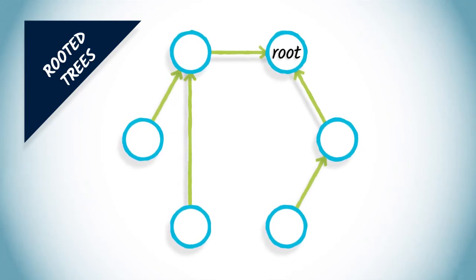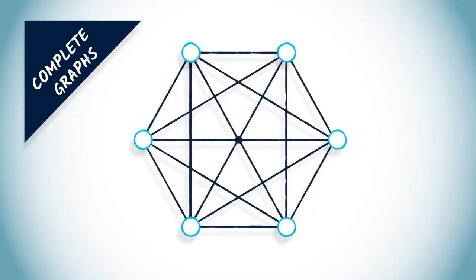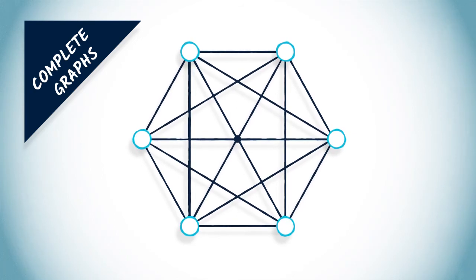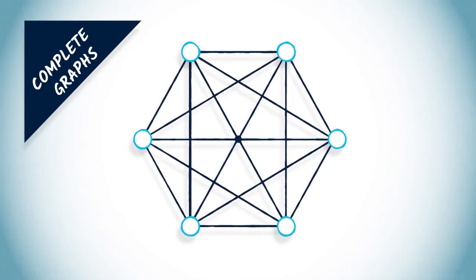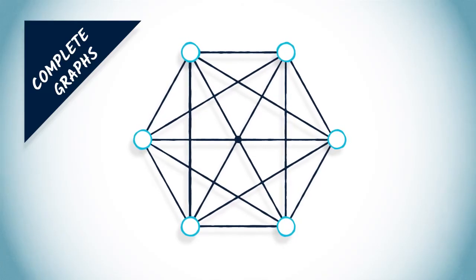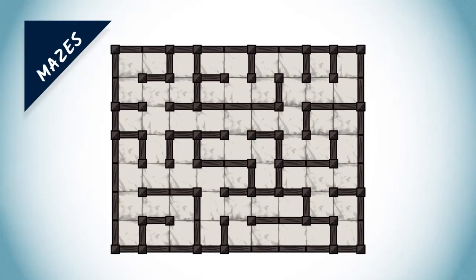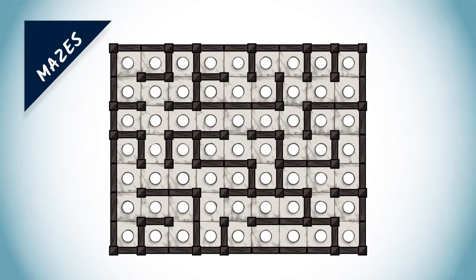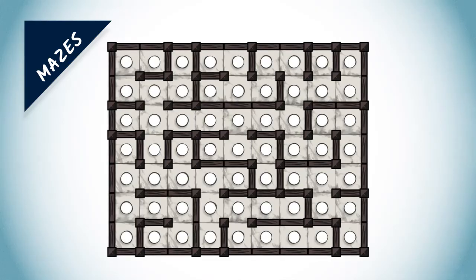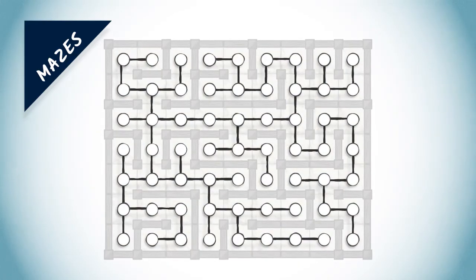Another example of a standard graph is a complete graph. A complete graph includes all possible edges and is often a good choice to test the abilities or the computation time of an algorithm that operates on graphs. Mazes can also be represented as graphs. In this case, vertices can be used to represent the cells of the maze, and edges can be defined as neighboring cells that are not separated by a wall.